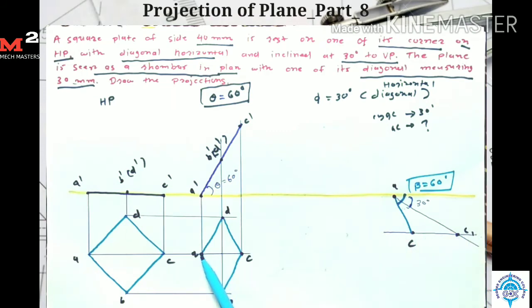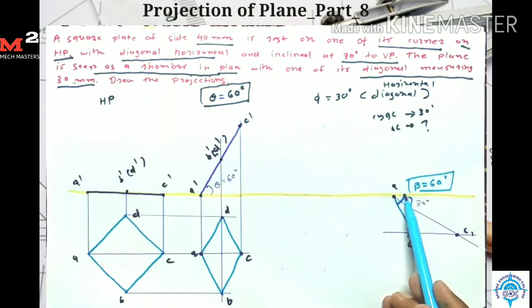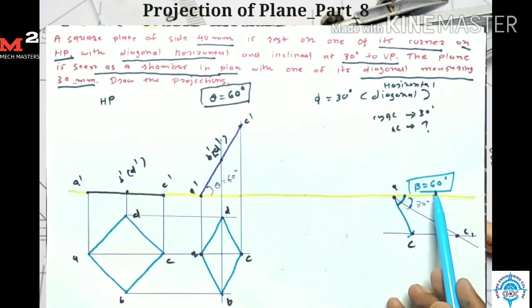Now I measure the distance AC in the second stage. Now I take A as a center and AC as a radius. I draw one arc which intersects here. So here I get my point C. Now I measure this angle, the apparent angle beta. This angle is 60 degree. So now we draw this diagonal AC at an angle of 60 degree in the third stage.